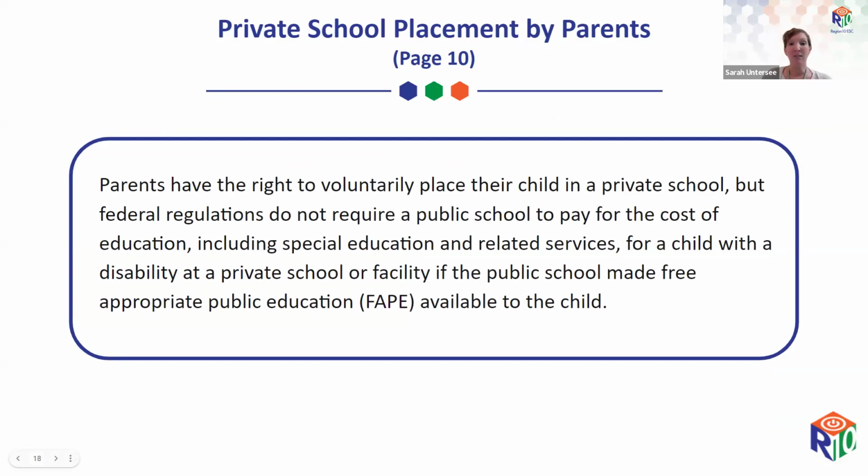Parents have the right to voluntarily place their child in a private school, but federal regulations do not require a public school to pay for the cost of the education, including special education and related services, for a child with a disability at a private school or facility if the public school made free appropriate public education, or FAPE, available to the child.